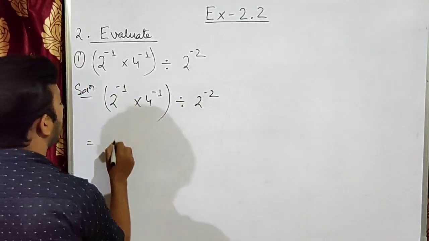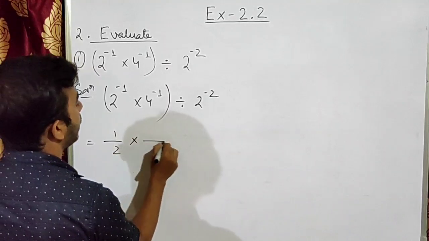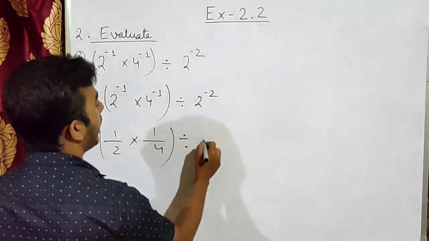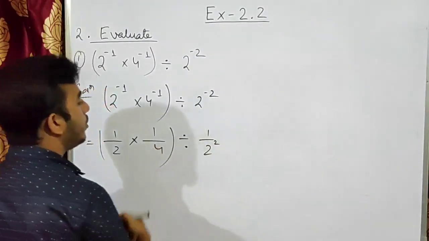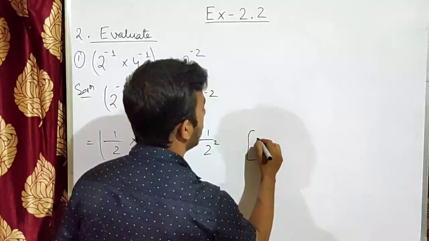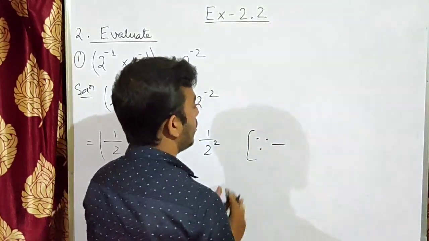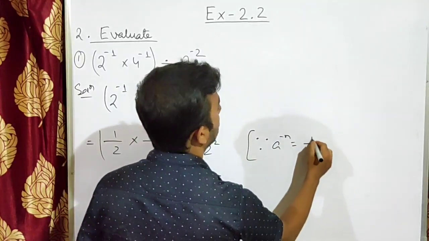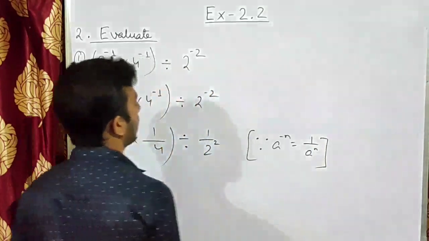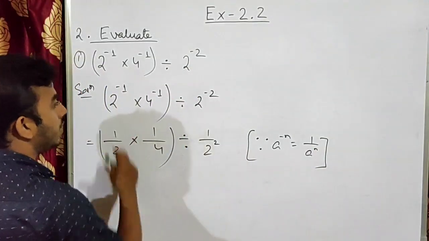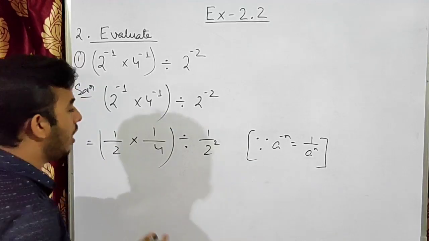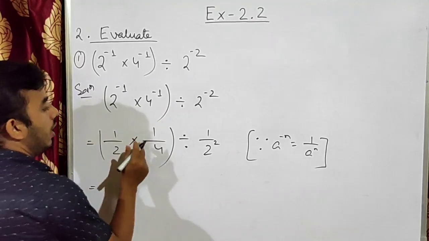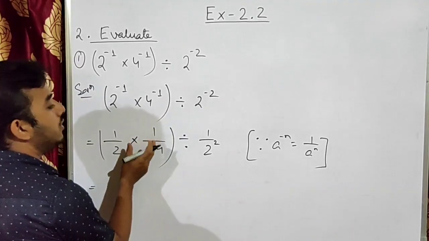Now can we write 2 to the power minus 1 is 1 by 2? Yes. 4 to the power minus 1 is 1 by 4? Yes. Then this bracket closes, divided by 2 to the power minus 2 is 1 by 2 to the power 2. How did we write this? Because we know one law is there, a to the power minus n equals 1 by a to the power n. Clear? Okay. Now you will say, sir, where is this 1? 2 to the power 1 means 2, so I have not written the 1 there. Clear?